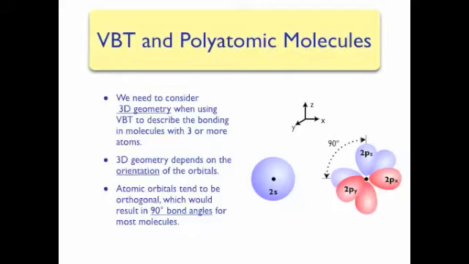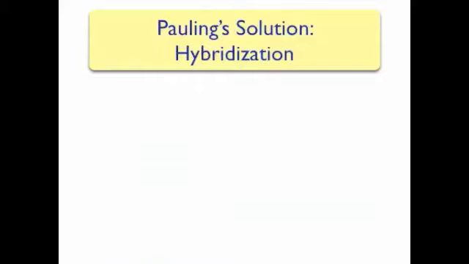However, this poses a problem. Most molecules do not have 90-degree bond angles. Therefore, we need to rearrange our orbitals so that they give us the correct molecular geometries. Linus Pauling came up with a solution to this problem, and that is hybridization.